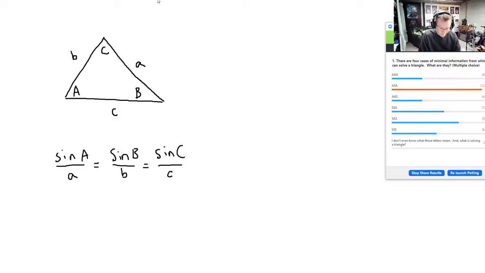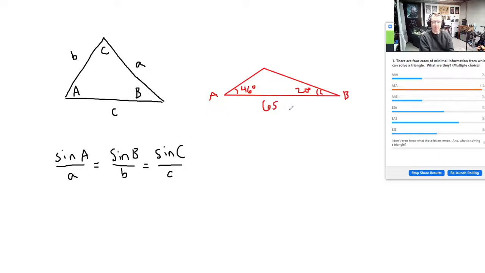So here we go. Angle side angle. So here's a triangle for us. This is problem number 9. We have angle A here is 46 degrees. We have angle B here is 20 degrees. And we know the side length in between them, 65 units.